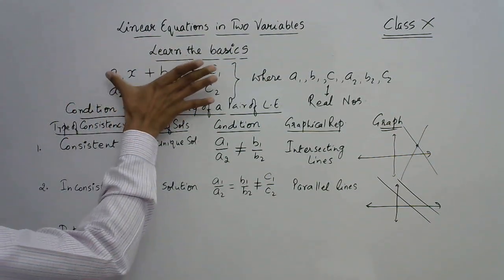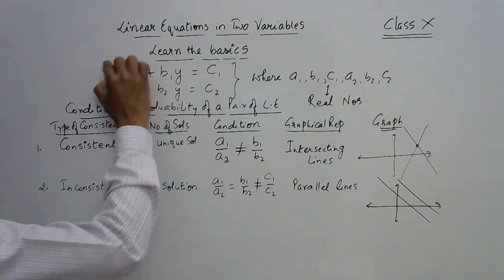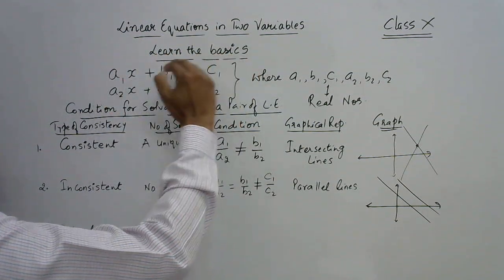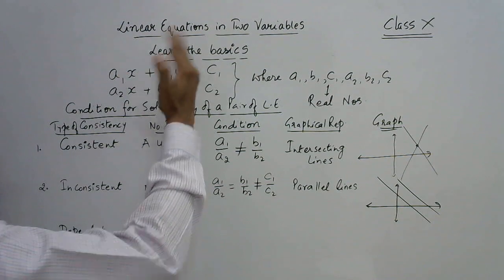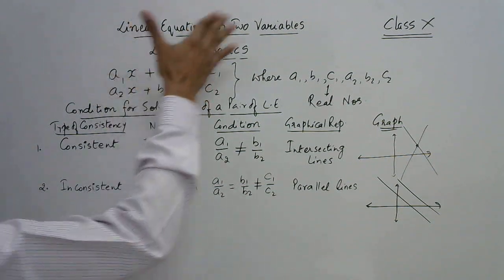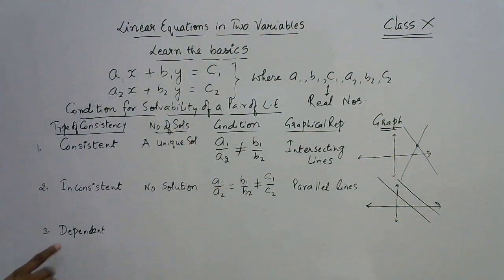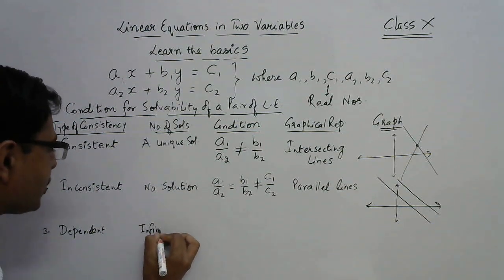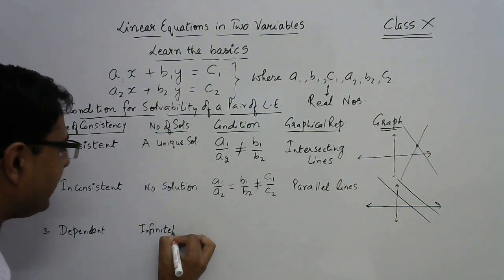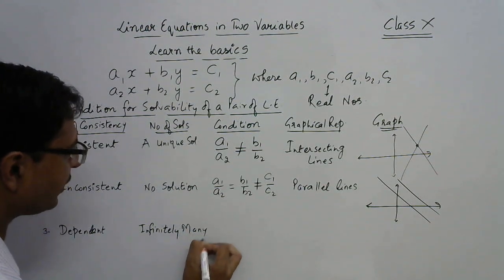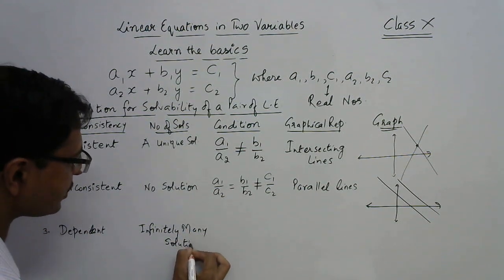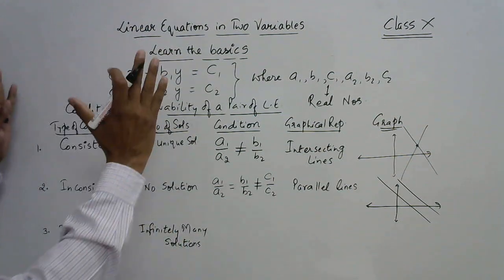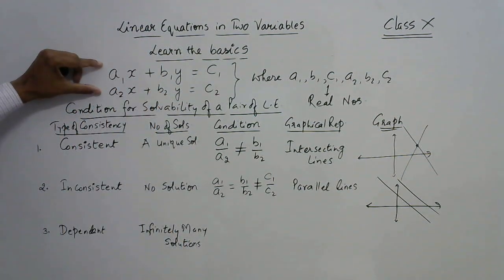Like if you multiply this equation by 2, then you obtain a new equation. So the first and the second equation will have a relationship between them, that the first is the double of the second. These types of equations are called dependent equations. And if the equations are dependent, then you have infinitely many solutions of the pair of linear equations. So there will be an infinite number of solutions which will satisfy both the equations.